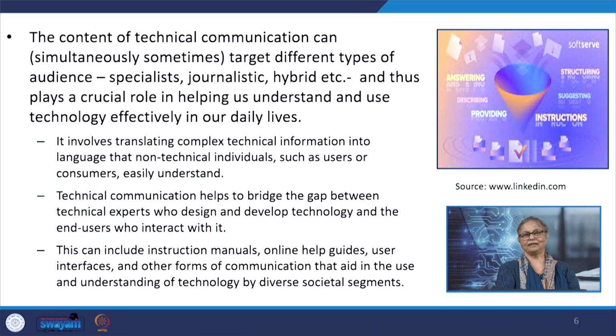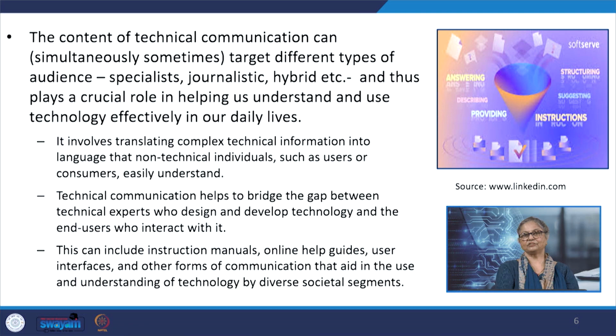And sometimes the same content is to be shared with multiple target audiences simultaneously. Therefore, it plays a crucial role in helping us understand and use technology effectively in our daily lives. We can say that it also involves translating complex technical information into a language that non-technical individuals, for example, users or consumers, can easily understand a particular technological idea or, for that matter, more specifically, a product.